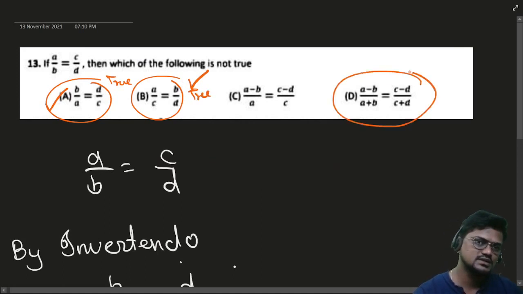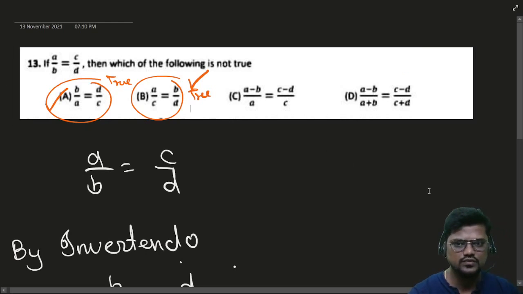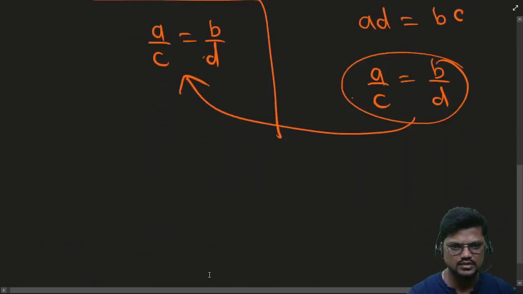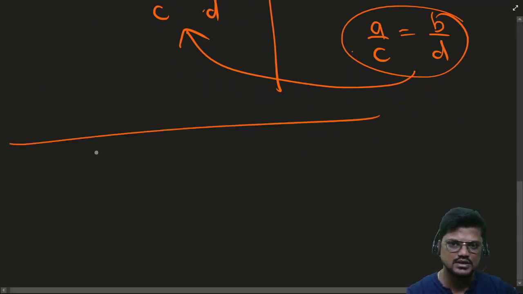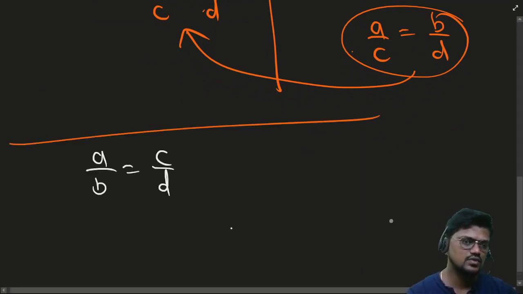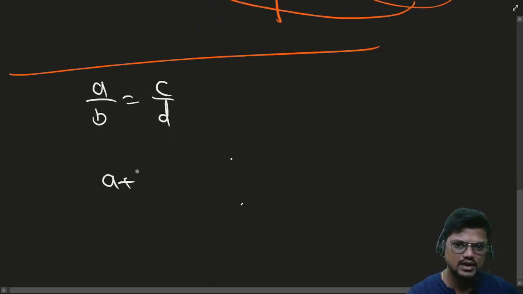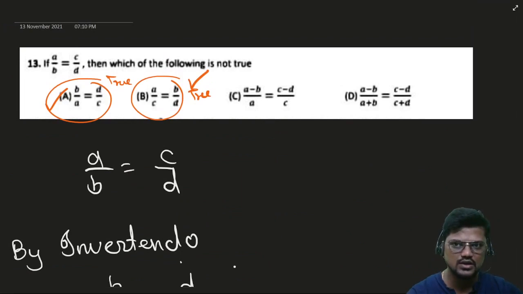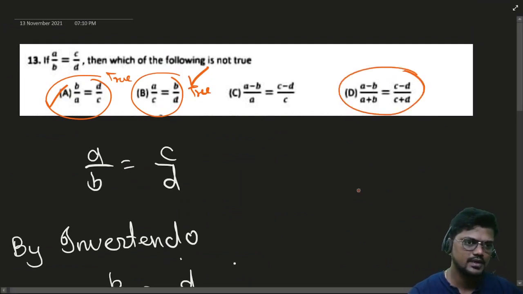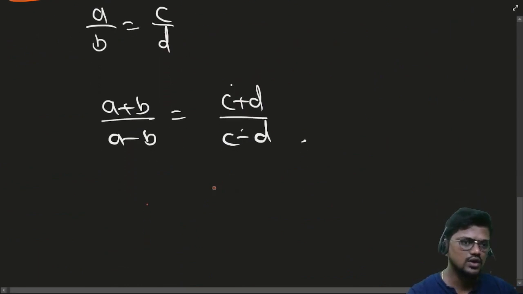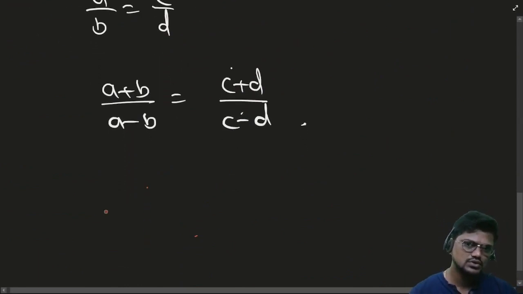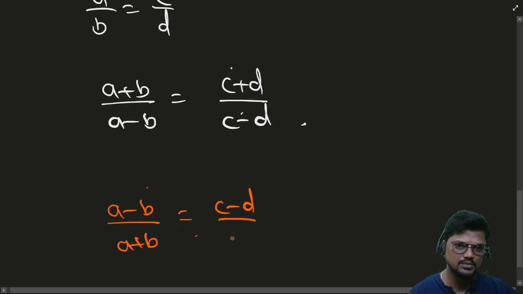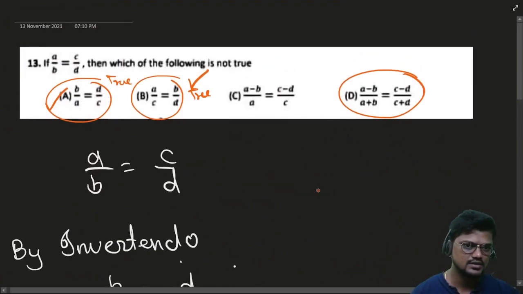Now this, is this true or not? See, what we know is that if A upon B is equal to C upon D, then by componendo dividendo, A plus B upon A minus B will be equal to C plus D upon C minus D. This we have by componendo dividendo. But in option D, you have A minus B upon A plus B. What we can do, after doing the componendo dividendo, is also do the invertendo on this. So after doing the invertendo, A minus B upon A plus B is equal to C minus D upon C plus D, which is there in option D.